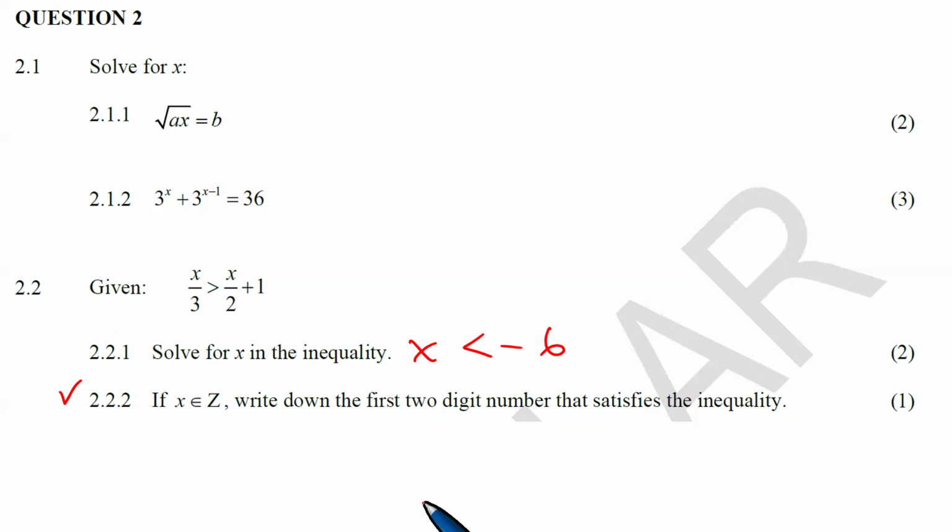What do you think? What is the first two-digit number that satisfies this? 1 mark, just for you to pass. They want to push you to matric. They're giving you something easy so you can score 100 and go to matric and finish school. If x is an element of Z, write down the first two-digit number that satisfies the inequality. Anyone? Nkosinathi Ompo.